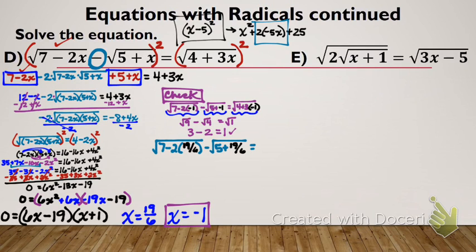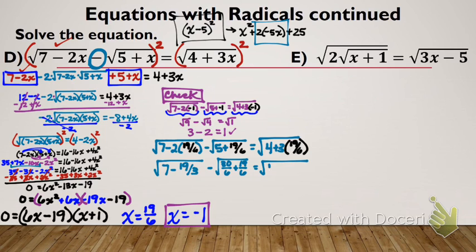All right, let's finish out this check and then we'll call it done for today. We'll finish out the last bit of it tomorrow. Equals the square root of 4 plus 3 times 19 over 6. All right, so I have 7 minus 19 over 3 minus the square root of, this would be 30 over 6 plus 19 over 6, is equal to 4 plus 19 over 2.